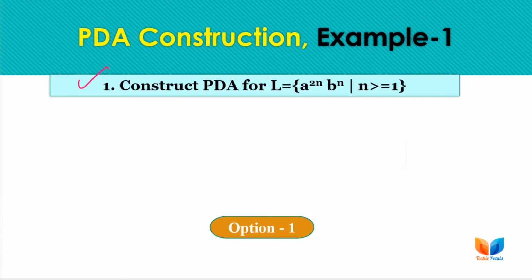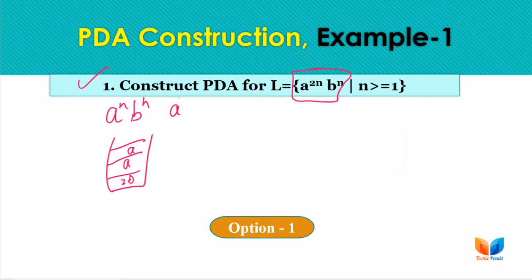The first example is to construct a PDA for the language where the number of A's is double the number of B's. In the previous lectures we covered strings where the number of A's is the same as the number of B's. Suppose we have 2 A's and 2 B's: we pushed all the A's onto the stack, and for all the B's we cancelled out A's from the stack. Once we reach the end of the string and the stack top is Z0, we show acceptance.